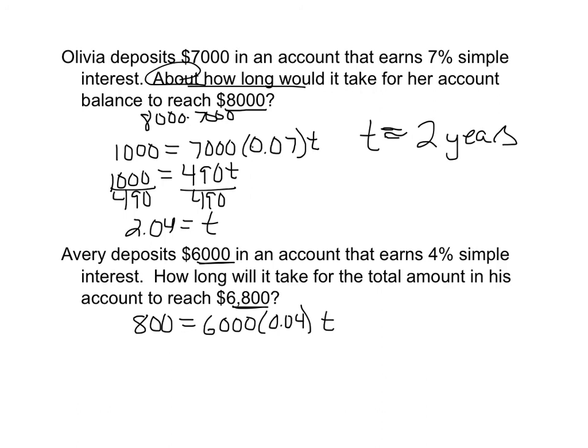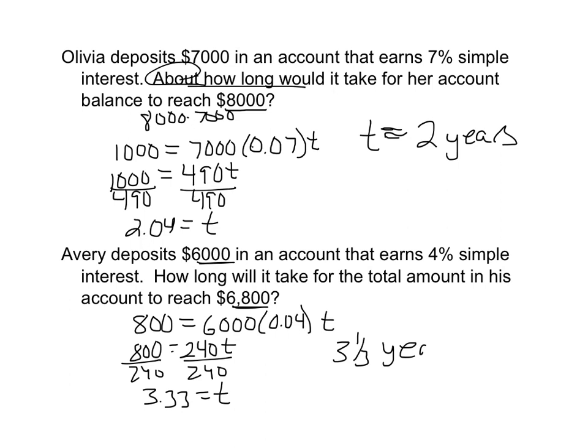So I'm going to take 6,000 times 0.04, which gives me 240. So 800 is equal to 240 times t. Go ahead and divide both sides by 240, my inverse operation. And I get 3.33 is equal to my t. So it would take him about 3 and 1/3 years, because 0.3 repeating is 1/3.